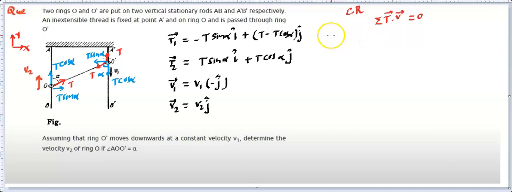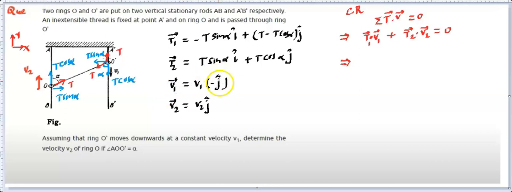Here there are two rings, so we need to apply this for the two rings. So this will be T dot v for the first part, that means T1 dot v1, plus T dot v for the second, that is T2 dot v2. This is equal to 0. Now you know the dot product from vectors. You have learned so far how to perform dot. So I'm performing the dot directly, and now you need to do the dot of this T1 with this v1.